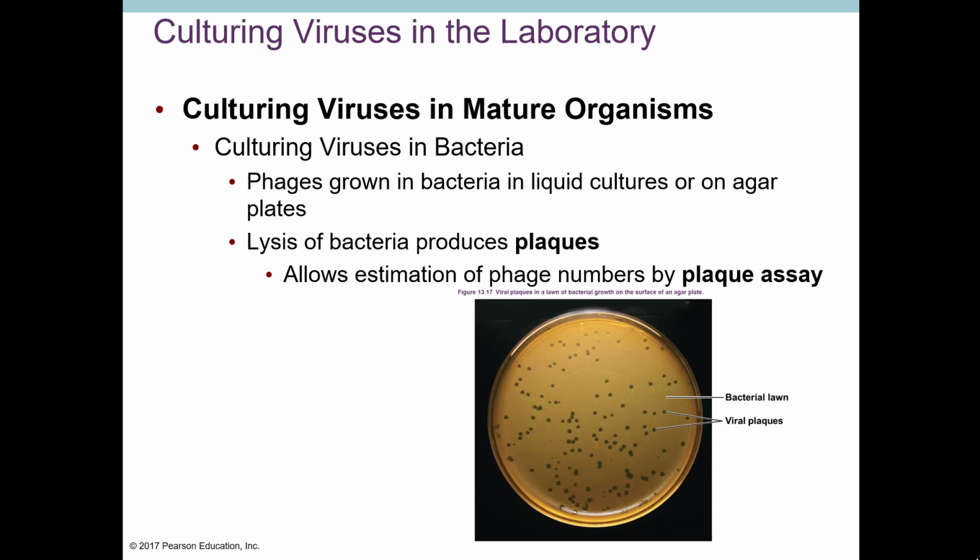You may remember how small the phage are in comparison to the size of the bacteria. So the phage are there, they're just so small that it looks like there's nothing there. It looks like a little clear spot. And that's how you can grow individual phage on a plate.